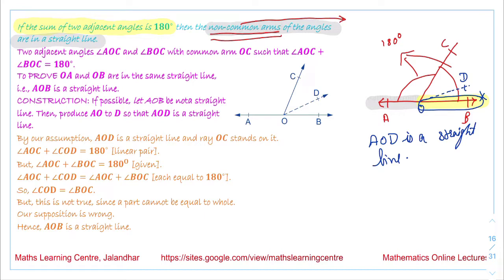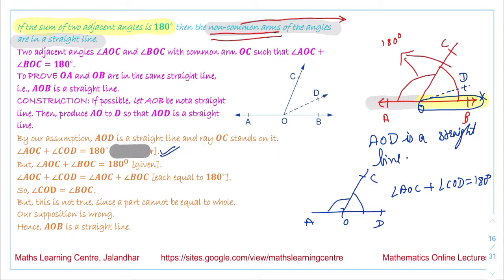Now if AOD is a straight line and OC lies on this straight line, then we have the sum of these two angles, that is angle AOC plus angle COD. The sum of these two angles is 180 degrees. Why? Because it is a linear pair. The second thing that is given to us is that angle AOC plus angle BOC is 180 degrees.